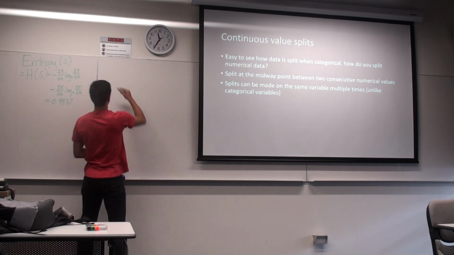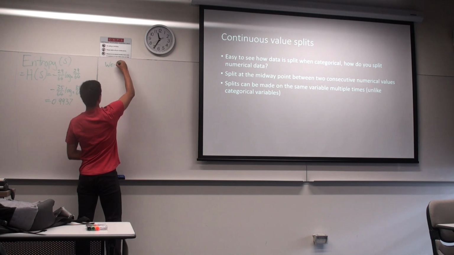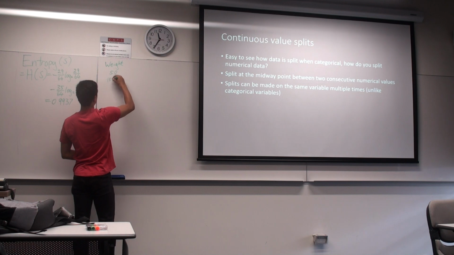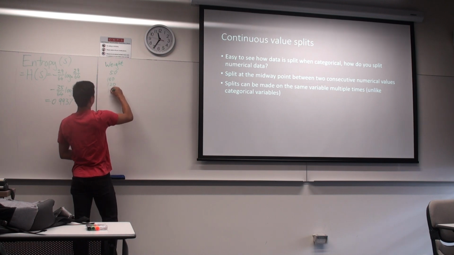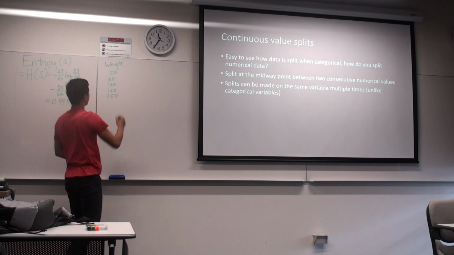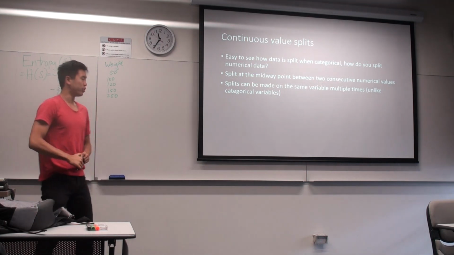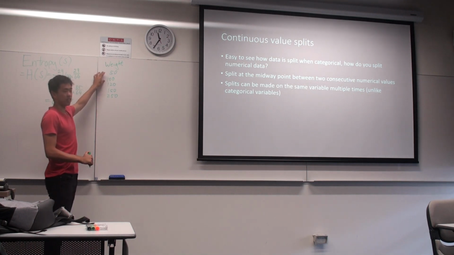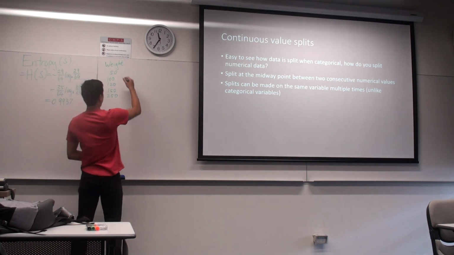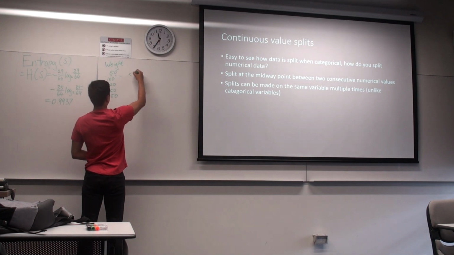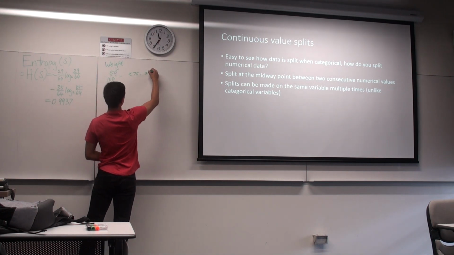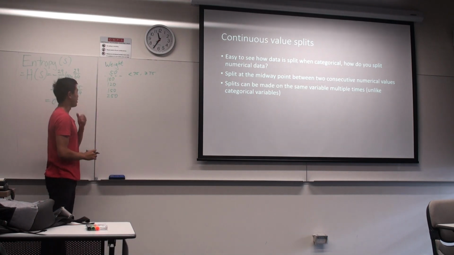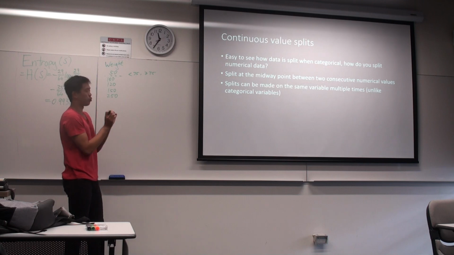So say for the weight of the fruit, I have, I don't know, maybe like 50, 100, 120, 150, 250, etc. What I would do is pick the midpoint between two consecutive numbers and say the first split would be less than 75, greater than or equal to 75. And I would test on that. So that's one split.